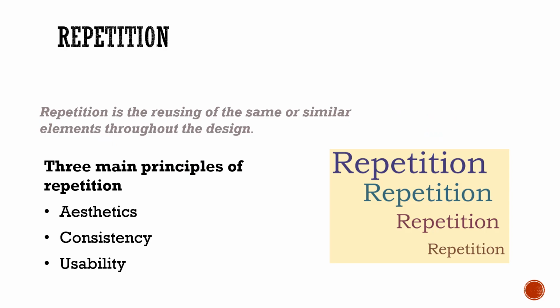Now, let's talk about the principle of repetition. The three main principles of repetition are aesthetic, consistency, and usability. Aesthetics represents the perception of certain elements in the design based on what is presented in it. Based on aesthetics, people create thoughts, perceptions, and feelings about a certain design, which further affects their satisfaction with the design itself. In short, aesthetics and design affect people's attitude about a certain product.